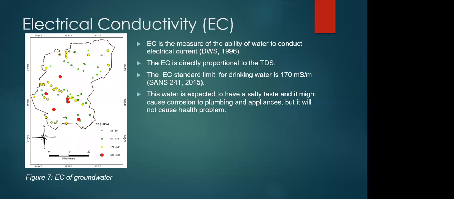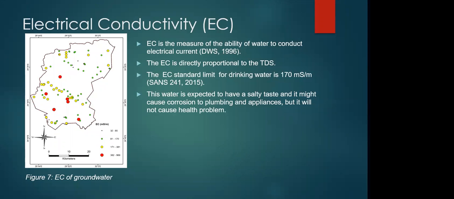So the electrical conductivity is affected by the concentration of the ions which are indicated on the previous slides, such as magnesium, calcium, nitrate, carbonates, and others. So in the study, the electrical conductivity standard limit for drinking water is 170 millisieverts per meter. This is according to the South African national standards.